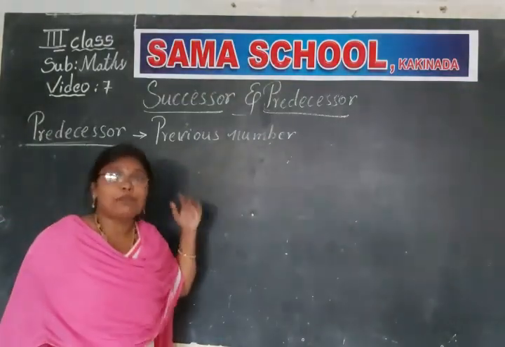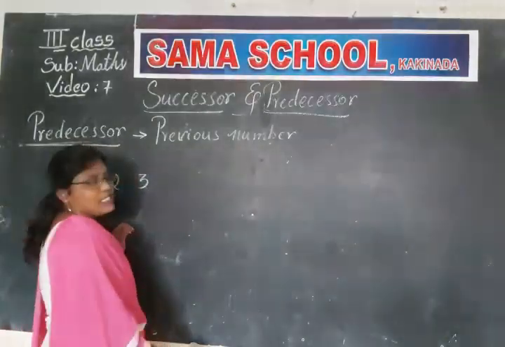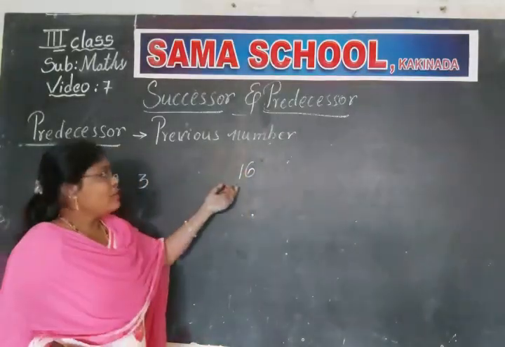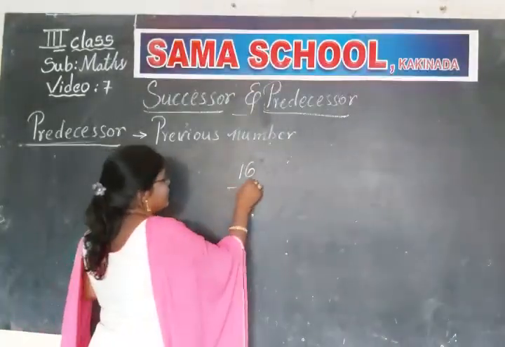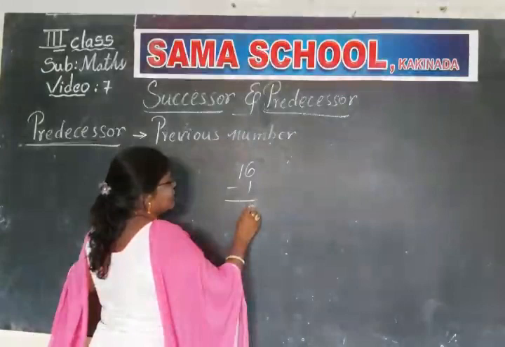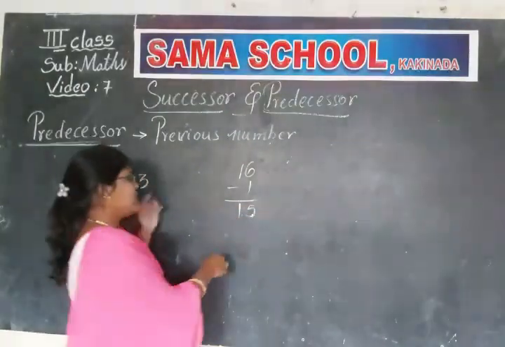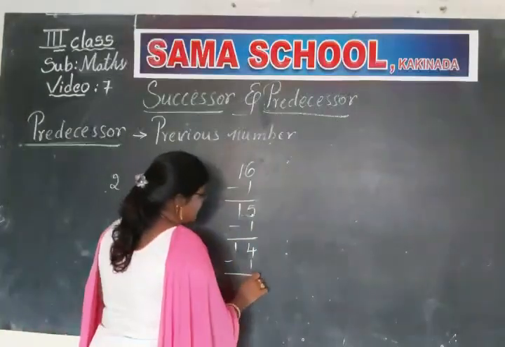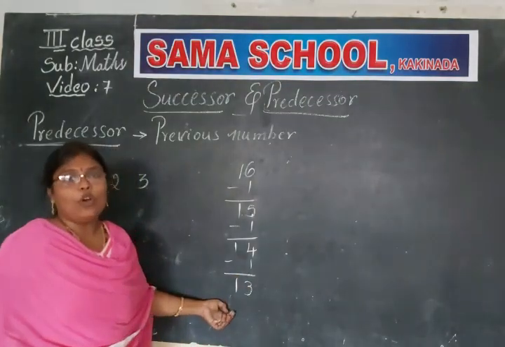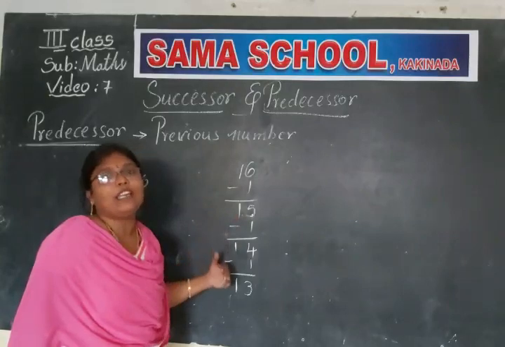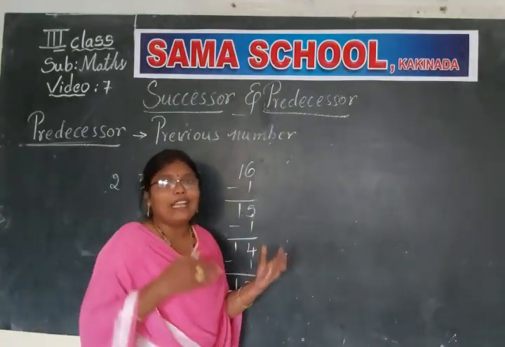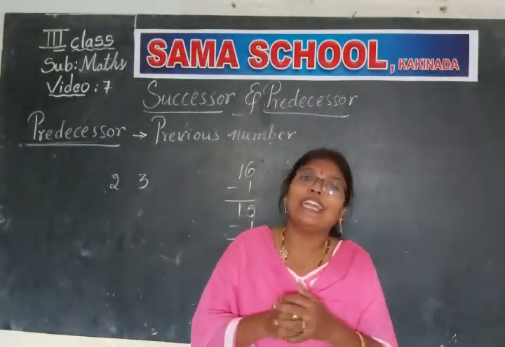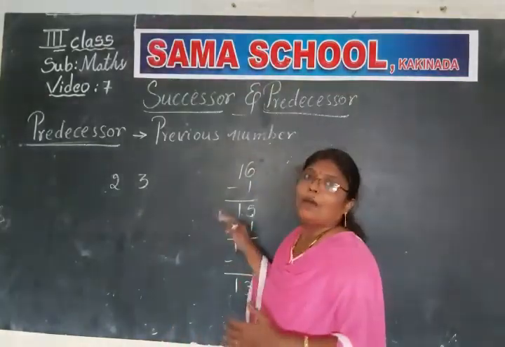Then how to form the predecessor? Let us take any number, 16. Now subtract 1 from 16. What is the previous number? 15. Now again subtract 1 from this, and you get the previous number. So when we subtract 1 from any number, we get its previous number. That previous number is called the predecessor.